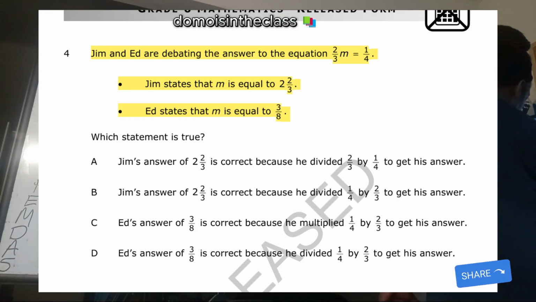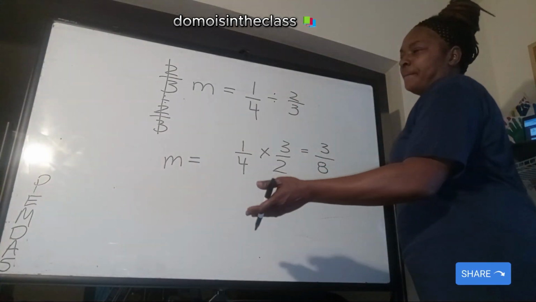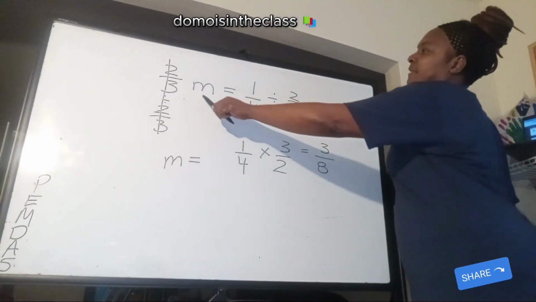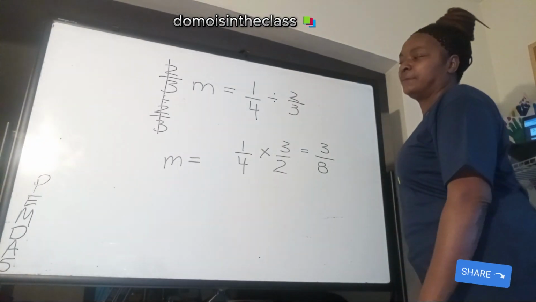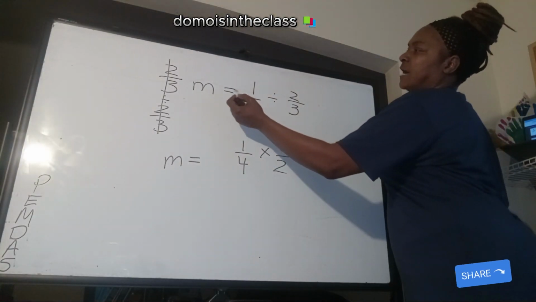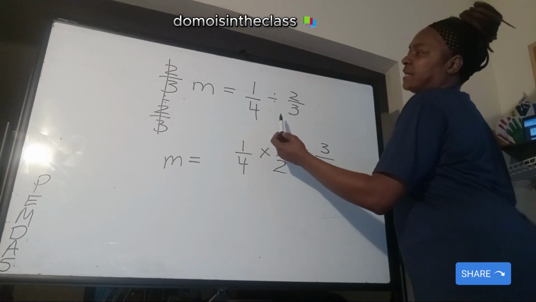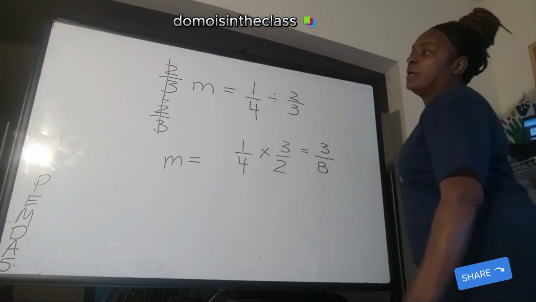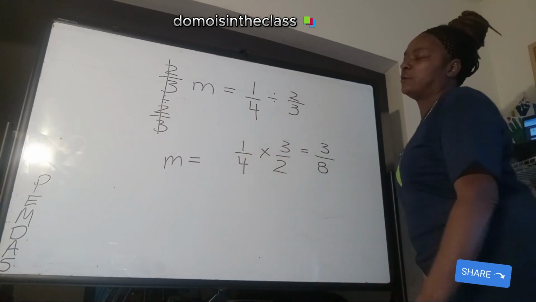He divided 1/4 by 2/3 to get his answer. I showed you that you can do that, or you can replace the value of m with whatever someone suggested it to be, and it still should equal. Because when we have an equal sign, that means whatever's on this side and whatever's on the other side, they both are the same amount. And if it's 1/4 here, then whatever's over there still has to equal 1/4.